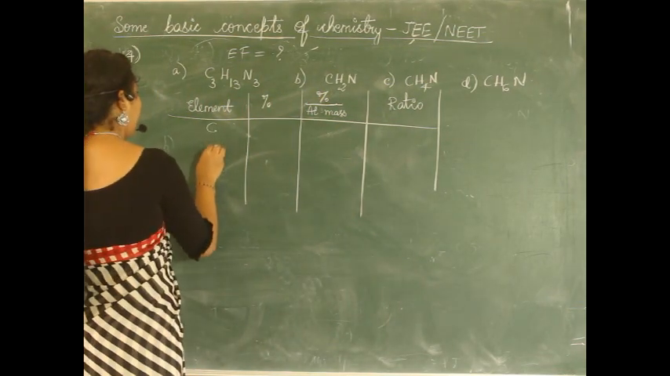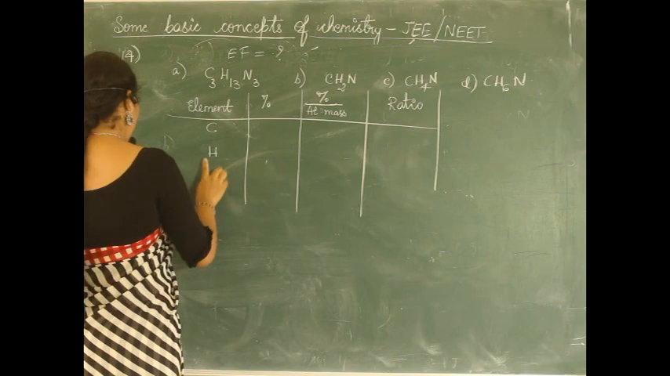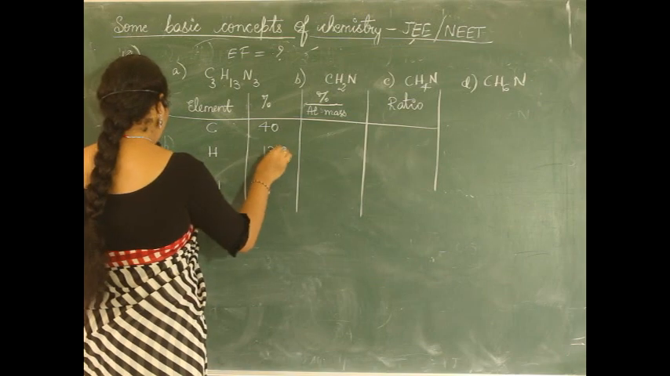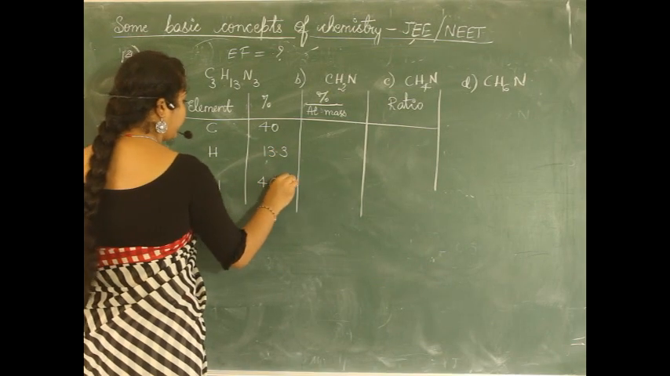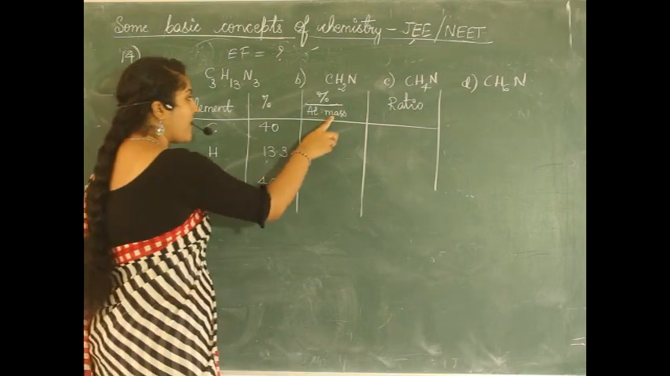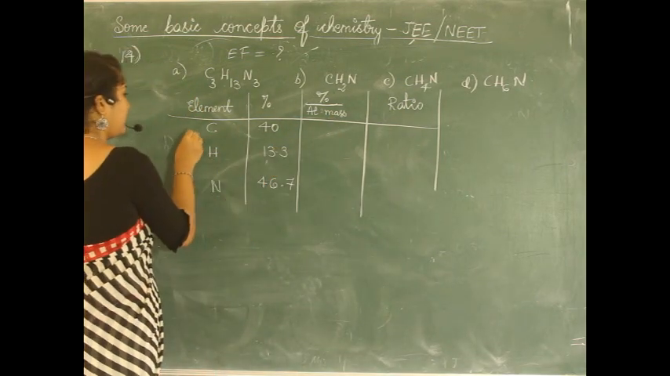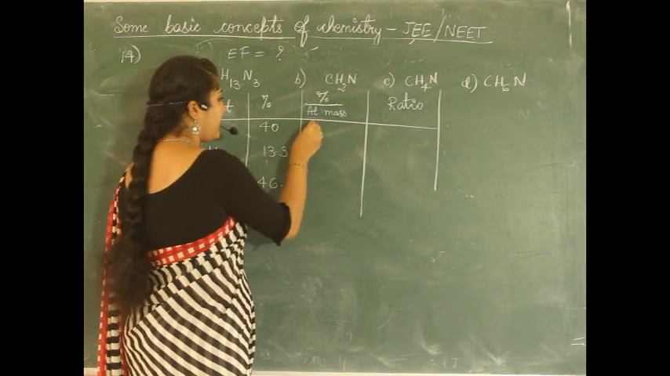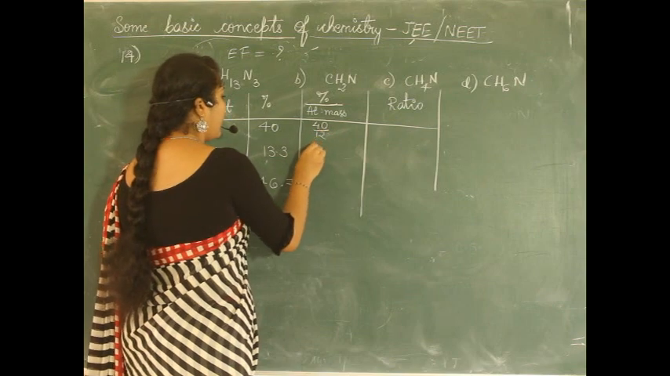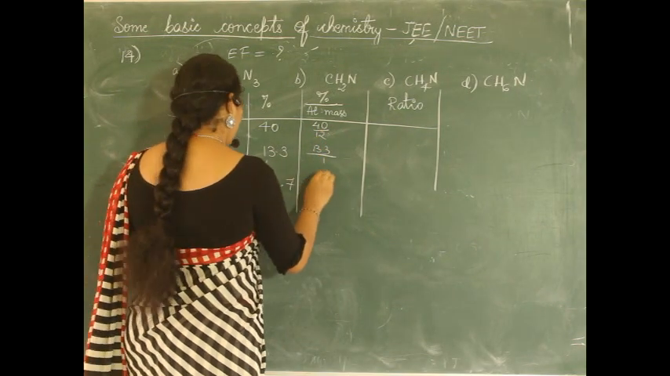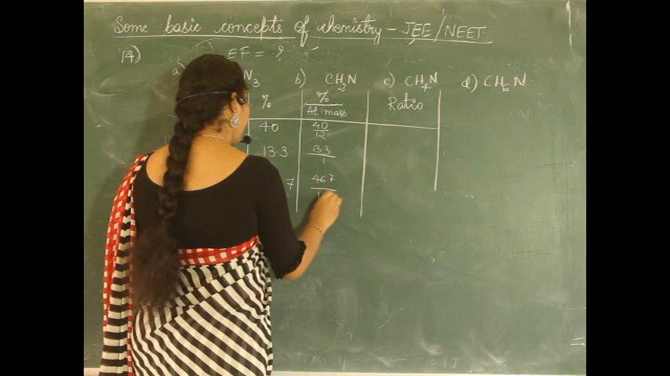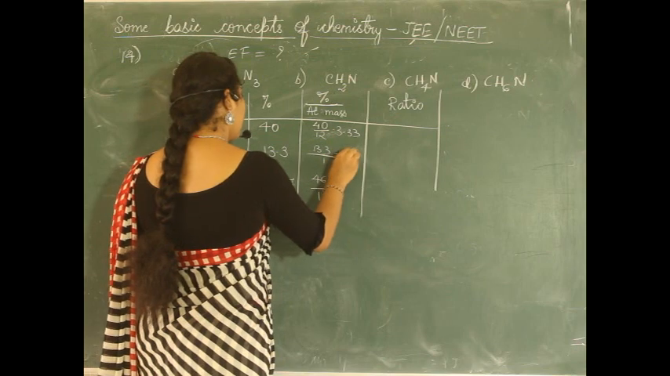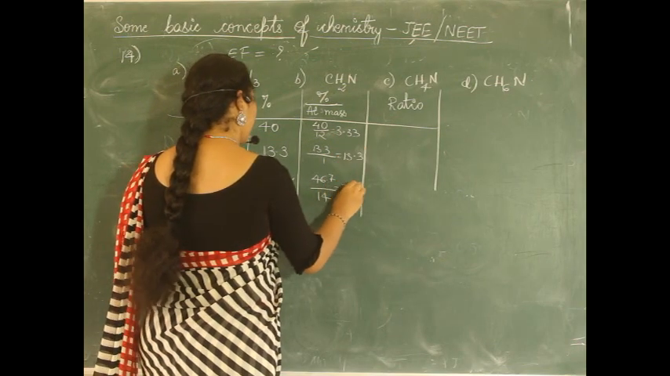So what is the data given? Carbon, hydrogen, nitrogen, where carbon is 40%, hydrogen is 13.3, nitrogen is 46.7. Clear? Now atomic mass, you know, for carbon it is 12, for hydrogen it is 1, for nitrogen it is 14. Divide 40 by 12, 13.3 divided by 1, 46.7 divided by 14. It comes out to be 3.33, this comes out to be 13.3, and again here 3.33.